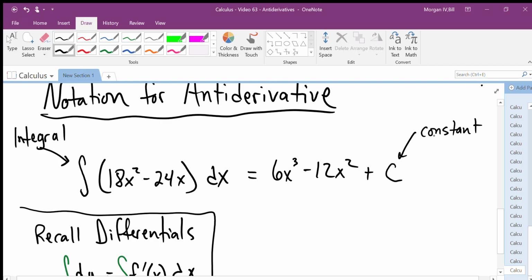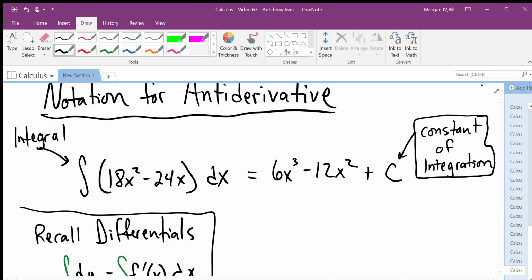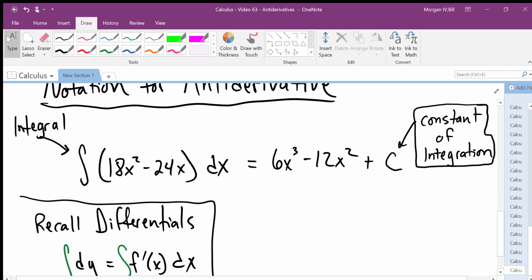We call this the constant of integration. The word integration comes from the integral, which is the symbolism for taking the antiderivative. So this would be our answer. In problems where we're taking the antiderivative, I give you a function such as 18x squared minus 24x and say find the antiderivative. You use the symbolism, the integral of 18x squared minus 24x dx, and you wind up with an answer of 6x cubed minus 12x squared plus c. That would be the antiderivative.